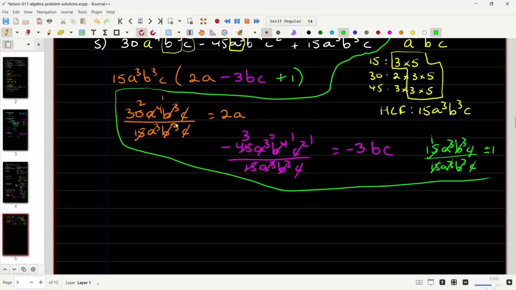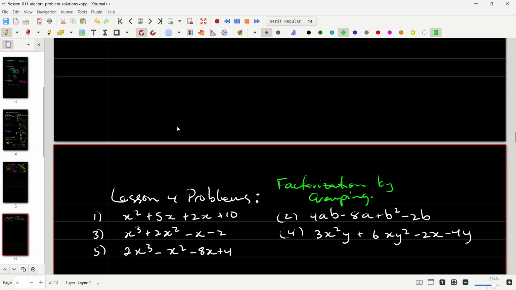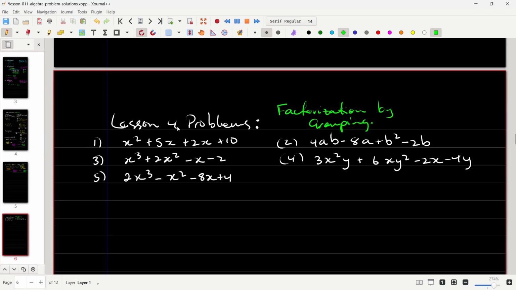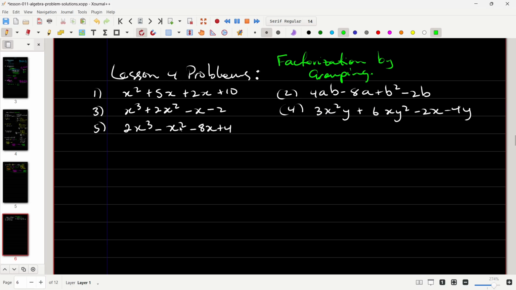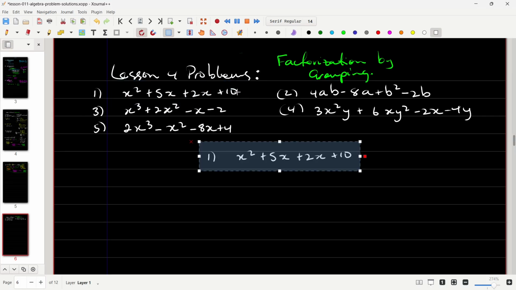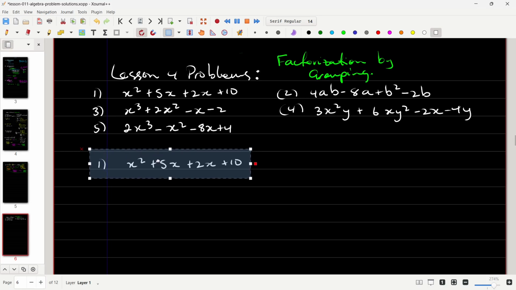And let me see, this is number 4, right? This is grouping, factorization by grouping. This is from lesson 4. Let's work on this one here now. So we have factorization by grouping, and I'm just going to take this here and copy and paste and put it right here.